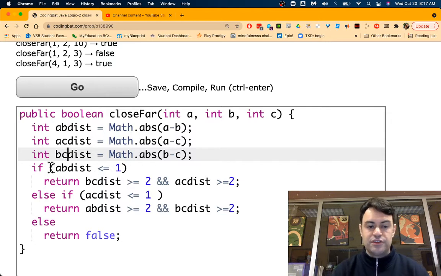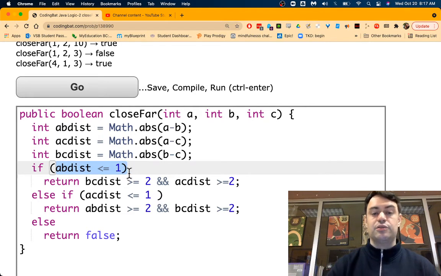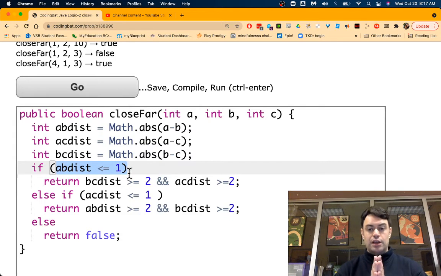So what I'm first going to do is my outer if statement is just checking to see if the distance between A and B is close. So the distance is less than or equal to 1. So it could either be 1, -1, or 0. Those are all possible ways that I could have gotten AB distance to be 1 or less. So if that's true, then I guess B is my close number.